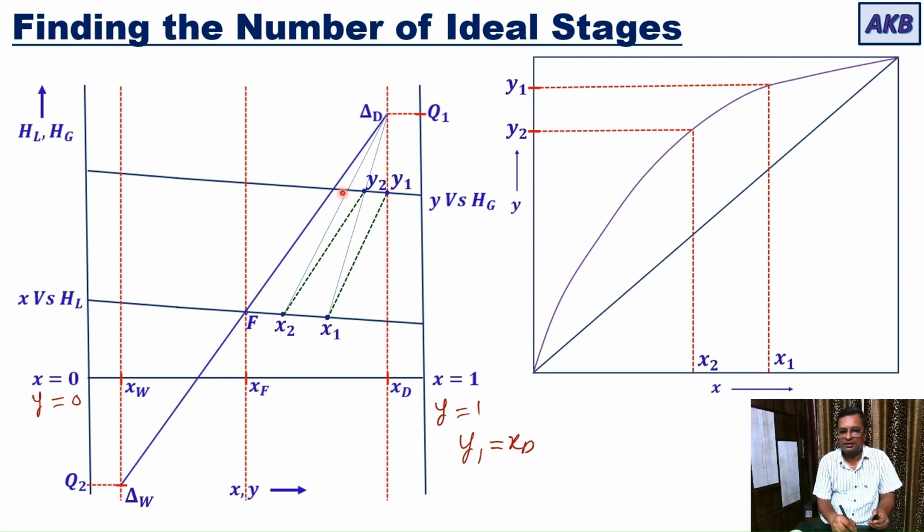Read the x coordinate of this point, let it be y3. With this y3, come back to the distribution diagram, go to the equilibrium curve, get the corresponding x3. With this x3, come back to the enthalpy concentration diagram and locate x3 on the lower curve.